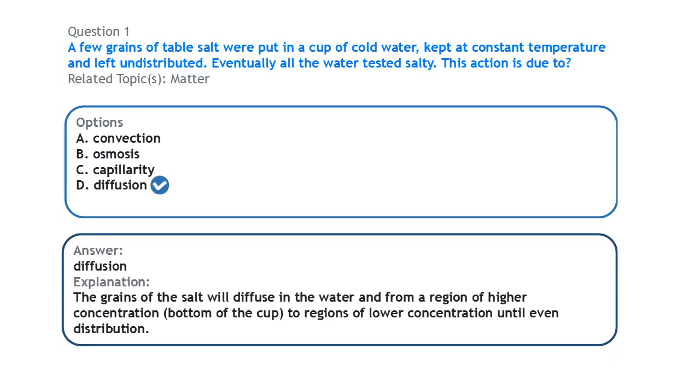Alright, so what happens is the grains of the salt at first settle at the bottom of that cup of cold water, but later they begin to dissolve. When they begin to dissolve, ions of that salt will begin to move from that lower part, the region of higher concentration, which is the bottom of the cup. They will begin to diffuse gradually to regions of lower concentration, that is the upper part, until there is an even distribution and all the water will taste salty. So the correct option here would be diffusion.